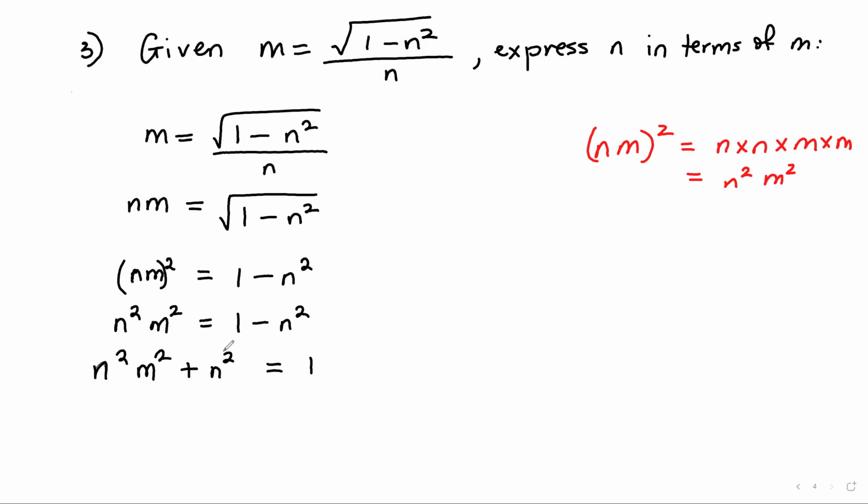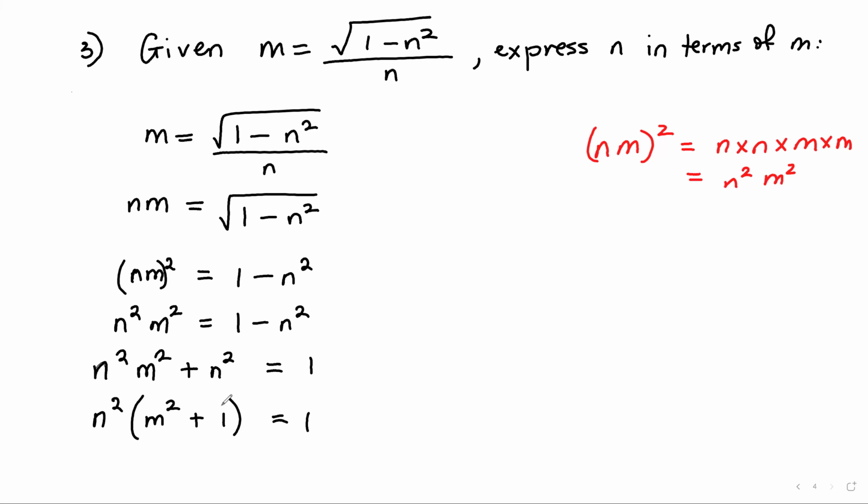Now, remember the question is telling us to make n the subject of the formula, right? So to get n by itself in this expression, I would have to factorize n out of the expression. Between n squared m squared plus n squared, n squared is the common factor here. So if I factorize, I'll have n squared into this would just leave me with m squared, and then n squared into n squared is 1. So this gives me n squared times m squared plus 1 is equal to 1.